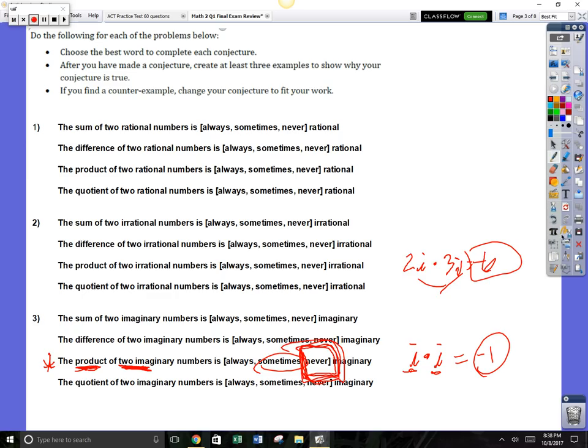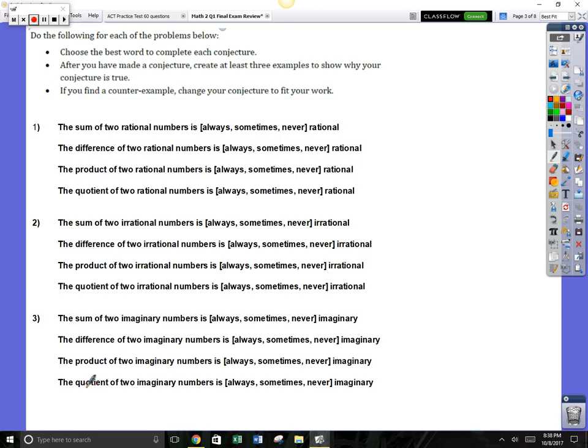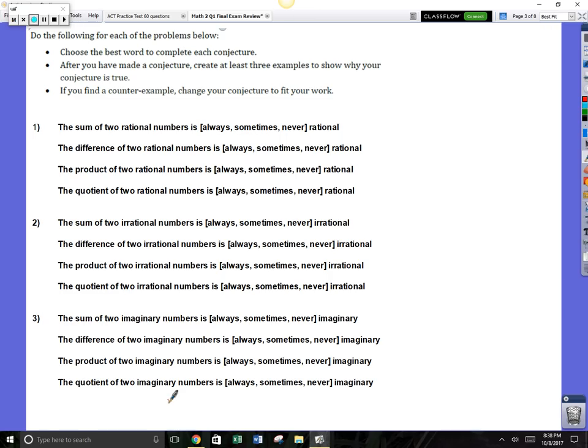That's a good one. Okay, last one, the quotient of two imaginaries will never be imaginary. So if you have 2 imaginaries divided by 3 imaginaries, imaginary divided by imaginary, that is just 2/3, and 2/3 is real, it's rational.